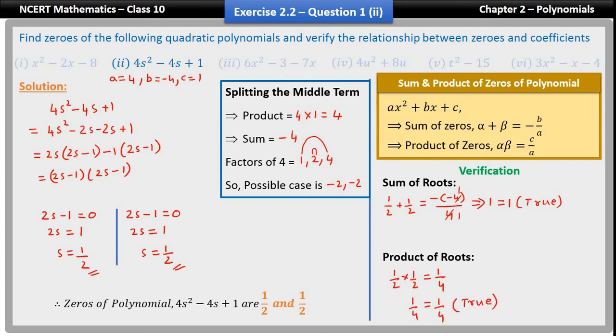So we have also verified the relationship between zeros and coefficients for both the sum of the roots and the product of the roots. That's it. We have found the zeros of the quadratic polynomial and we have also verified the relationship between them. So this is how you solve this problem.